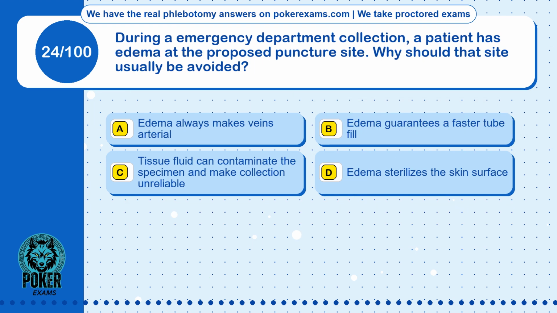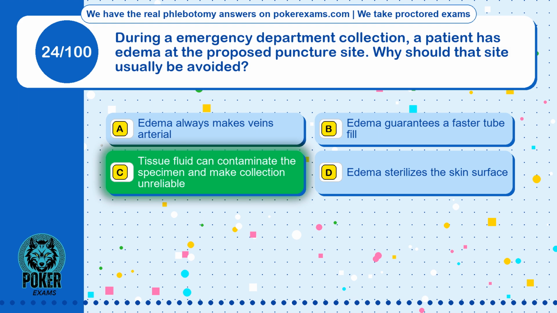Question 24. During an emergency department collection, a patient has edema at the proposed puncture site. Why should that site usually be avoided? Option A, edema always makes veins arterial. Option B, edema guarantees a faster tube fill. Option C, tissue fluid can contaminate the specimen and make collection unreliable. Option D, edema sterilizes the skin surface.